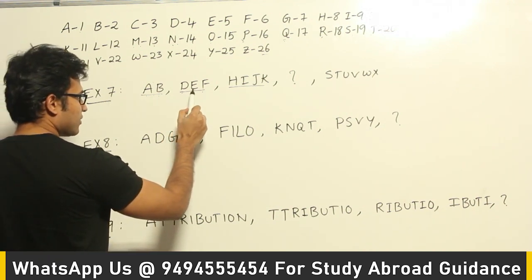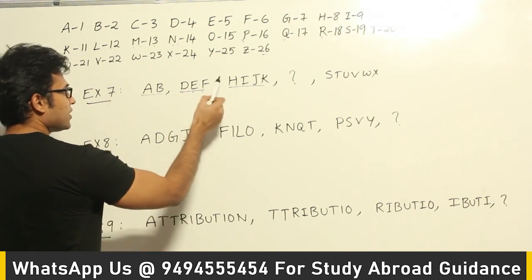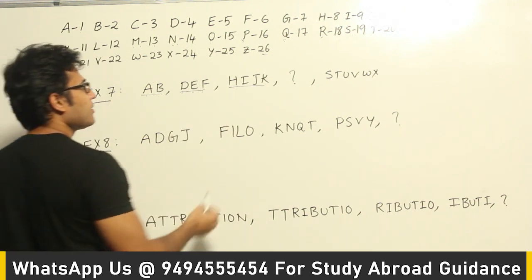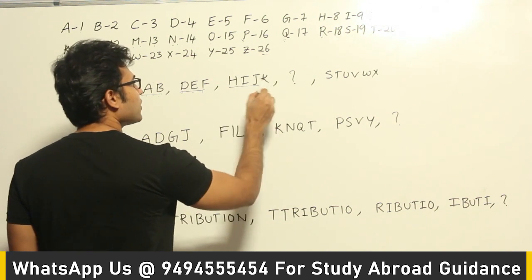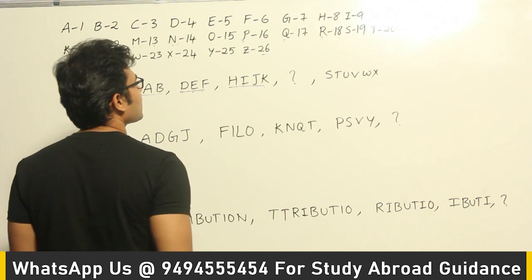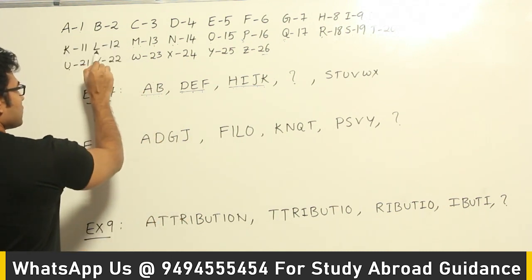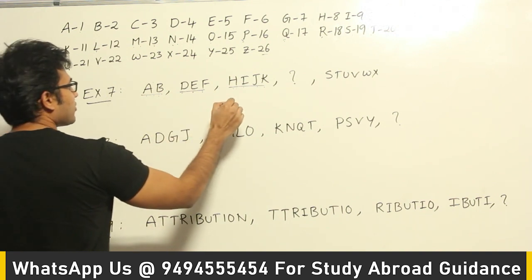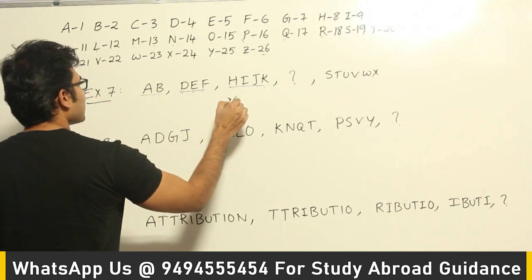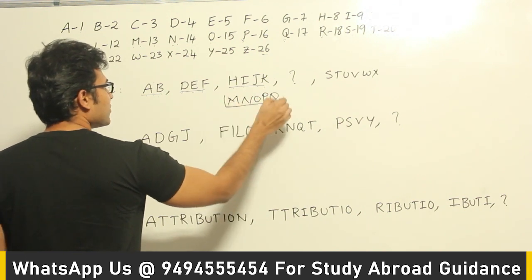Similarly, from the second word to the third word, 1 letter is missing. DEF is there but G is not there, right? And the next one has to miss 1 after K, right? H, I, J, K are there and then 1 has to miss. Now what should miss? If you see this, H, I, J, K, L has to miss, and after that we are supposed to take 5 letters. So what are they? M, N, O, P, Q. So this is the missing term there.